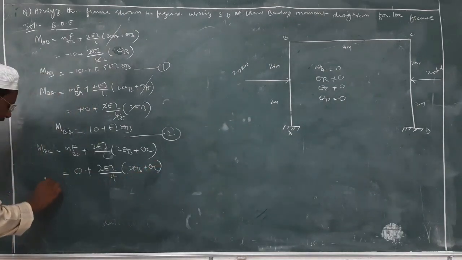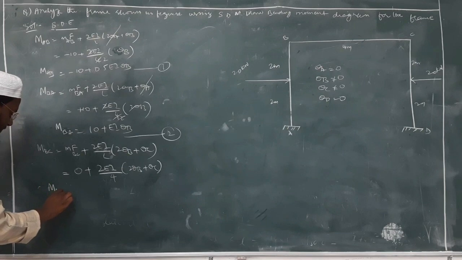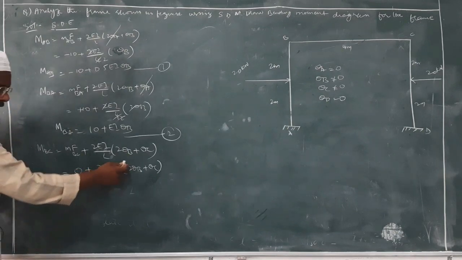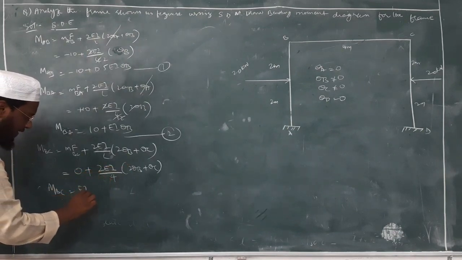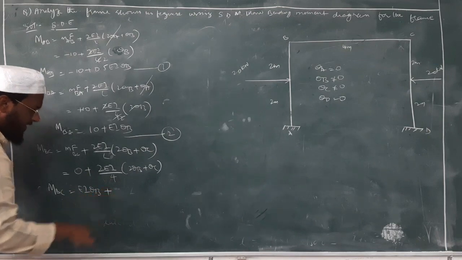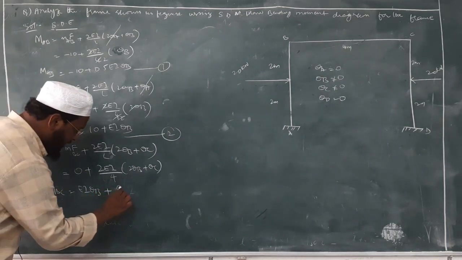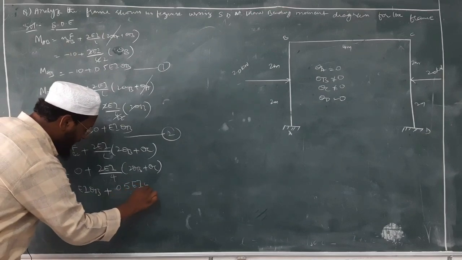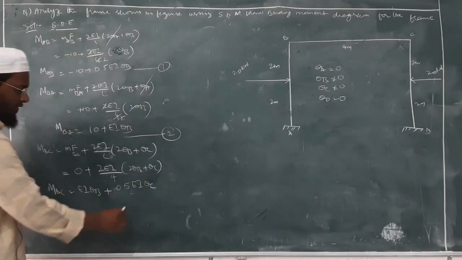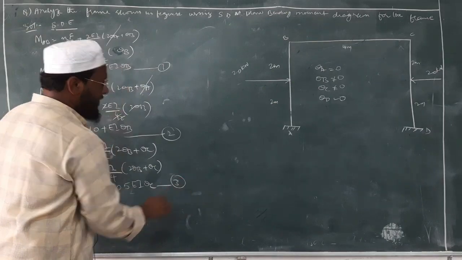So what will happen to the equation here? 2 2s are 4 by 4. So EI theta B plus 0.5 EI theta C. So this is equation number 3.